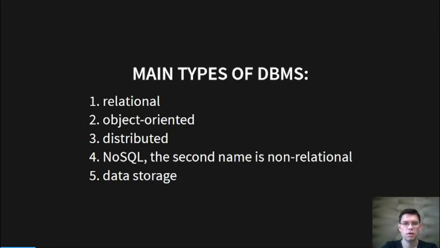Relational DBMS is one of the main types. The main feature of relational databases is that they consist of interconnected tables. Each table contains a description of objects and consists of rows and columns. The number of tables in a database is not limited. Tables are linked to each other using a unique identifier, the foreign key.